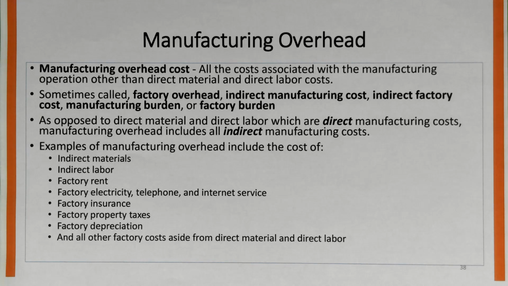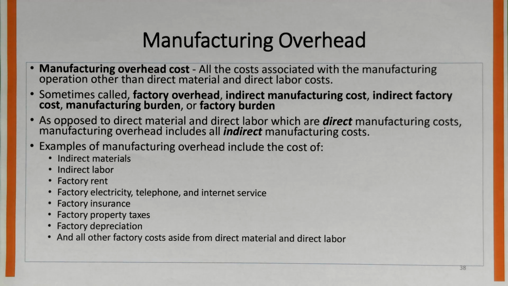As opposed to direct material and direct labor, which are direct costs, manufacturing overhead includes all indirect manufacturing cost. Examples include indirect material, indirect labor, factory rent, factory electricity, telephone and internet service, and the cost of any other utilities, factory insurance, factory property taxes, factory depreciation, and all other costs aside from direct material and direct labor.